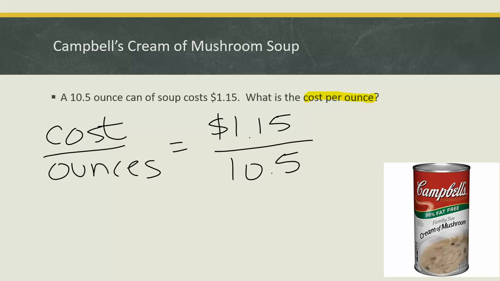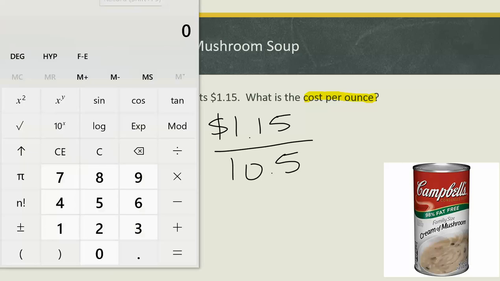Go ahead and use your calculator to solve this. 1.15 divided by 10.5. Okay, that equals the cost per ounce. Now, let's think for a moment. Do I want you to write all of that down? No. So before we get our answer, let's go ahead and review rounding.